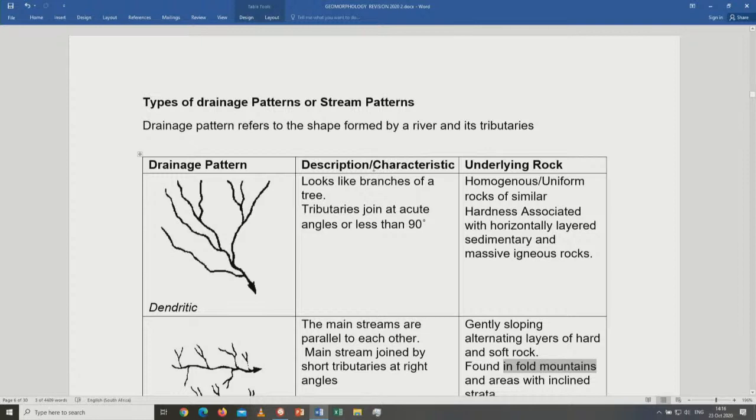How do you see it? So you must be able to identify it from other patterns and say this one is dendritic. It looks like branches of a tree. And then the underlying rock is uniform, resistant to erosion. If you look at the streams here, they are equally resistant to erosion over here.